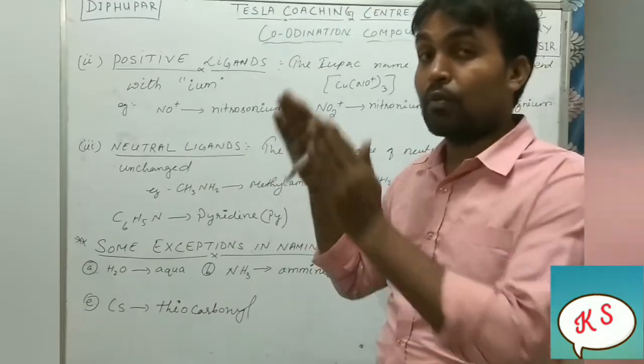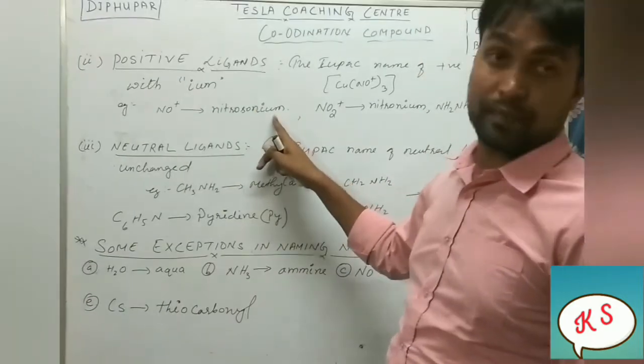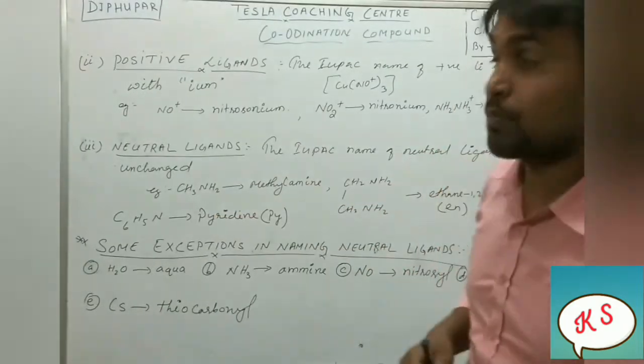The name should end with what? "ium". So it is nitrosonium. You will write the name this way. This is the rule for positive ligands.